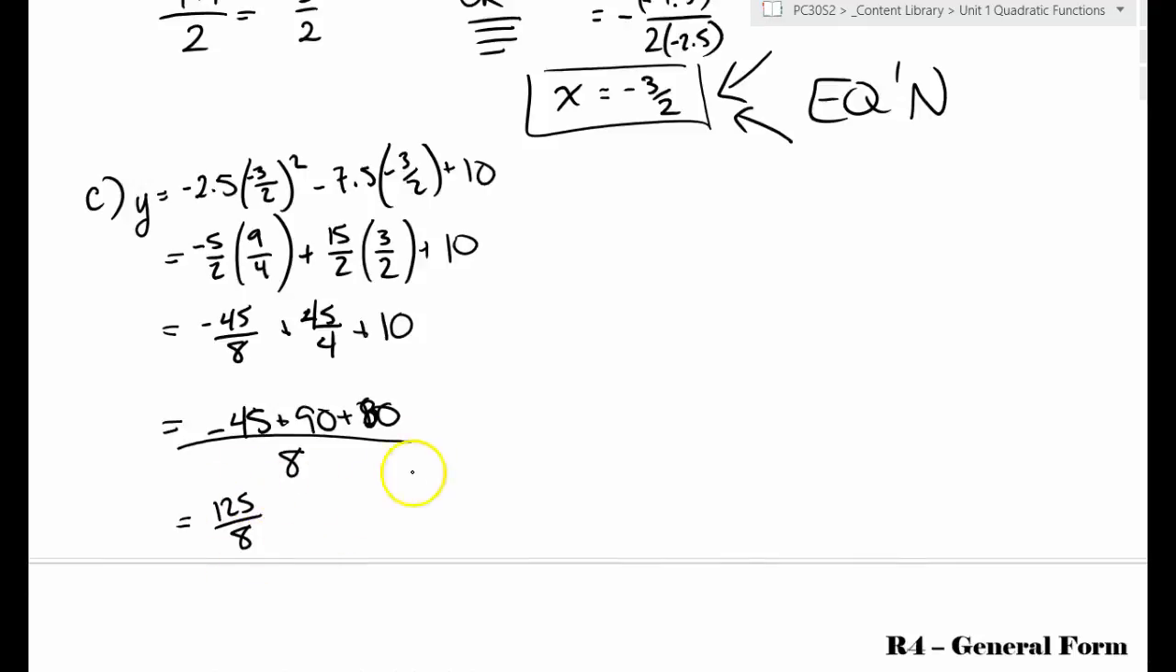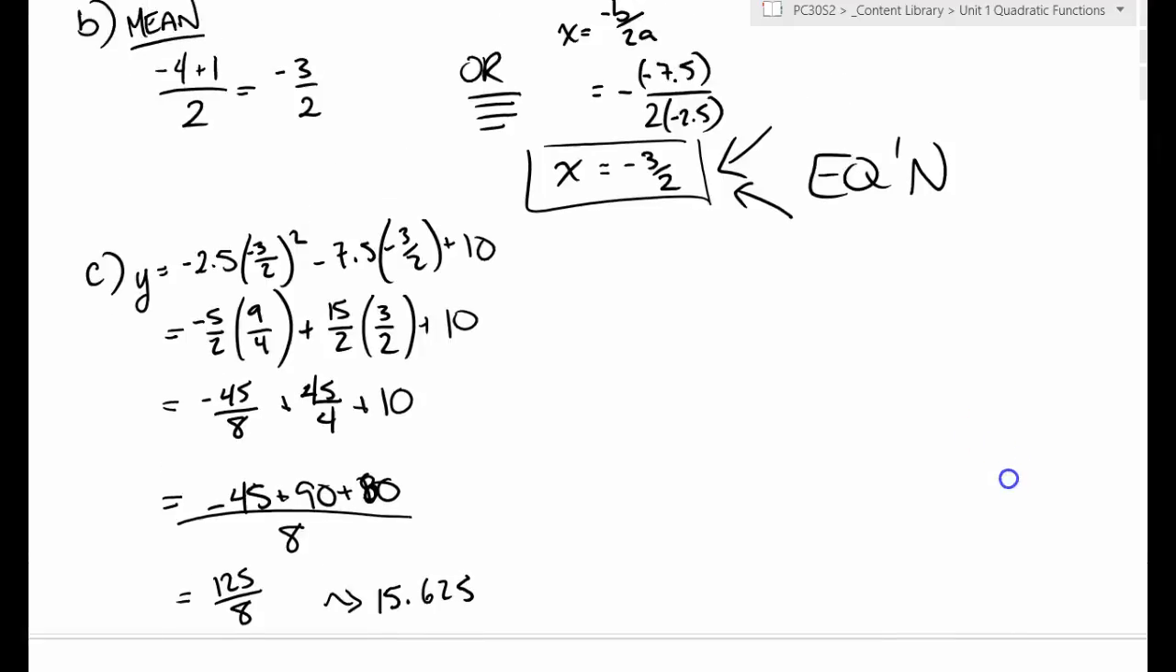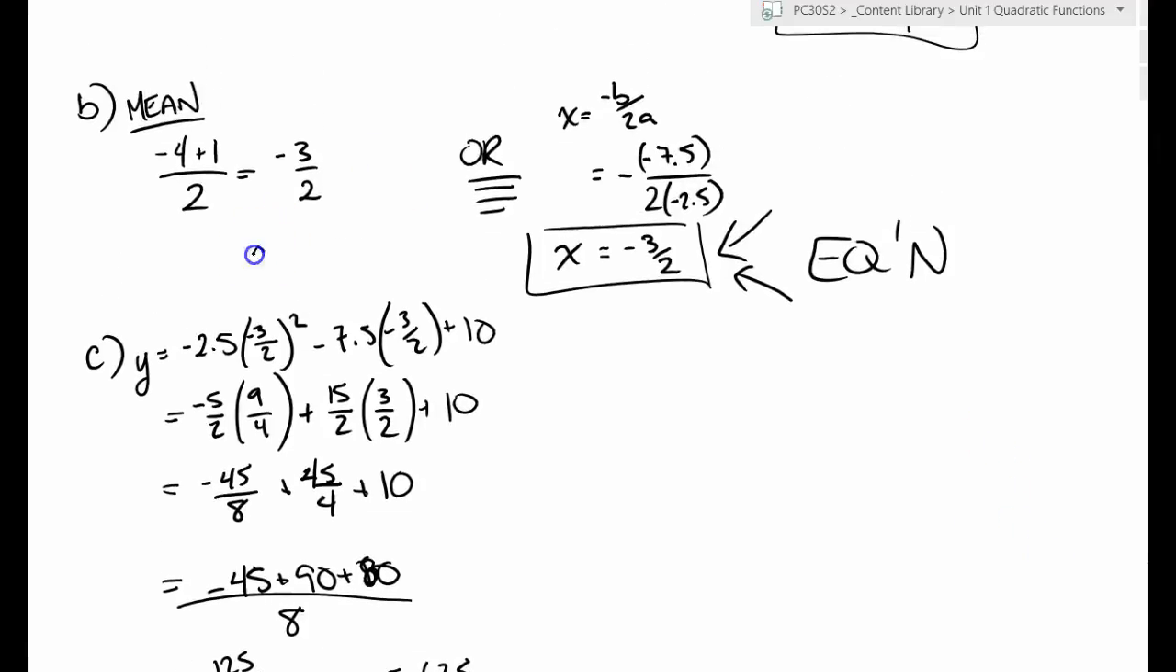I did check this value on my calculator in case you did use a calculator, and it should have been 15.625. So either way, you should have ended up with that as a value. Just like up here, you could have hypothetically said x is negative 1.5, and that is my axis of symmetry. That would have been okay too.